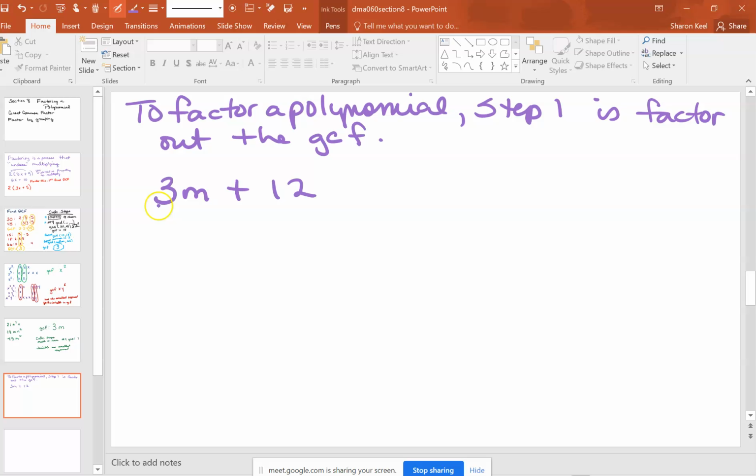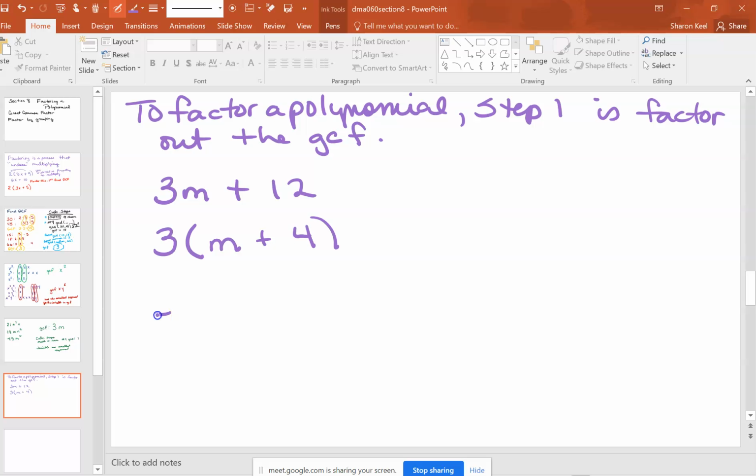You probably know the greatest common factor of 3 and 12 is just going to be the number 3. So if I factor out a 3, what I would have left here is the understood number 1 and a letter m. 3 would go into 12 4 times.